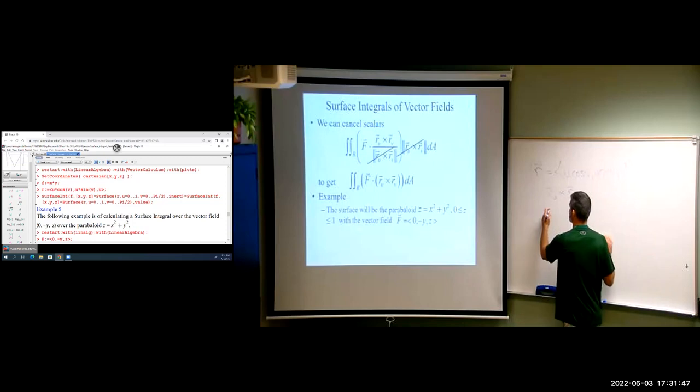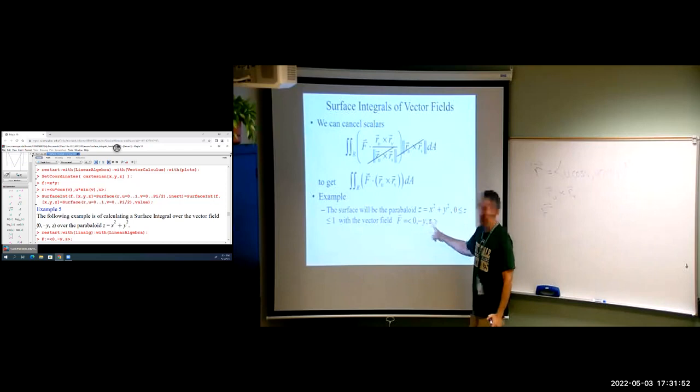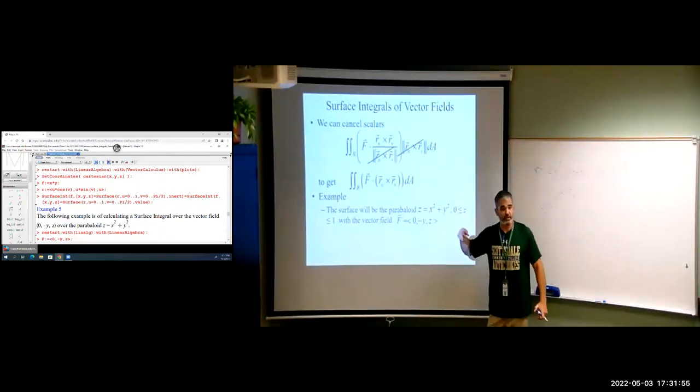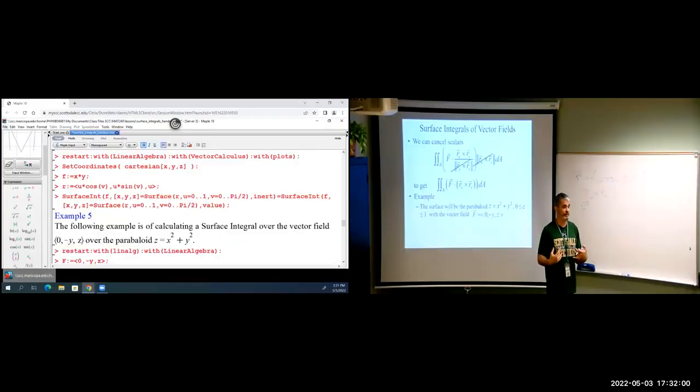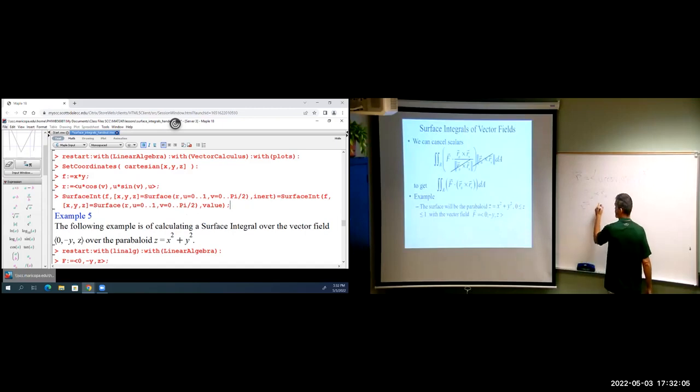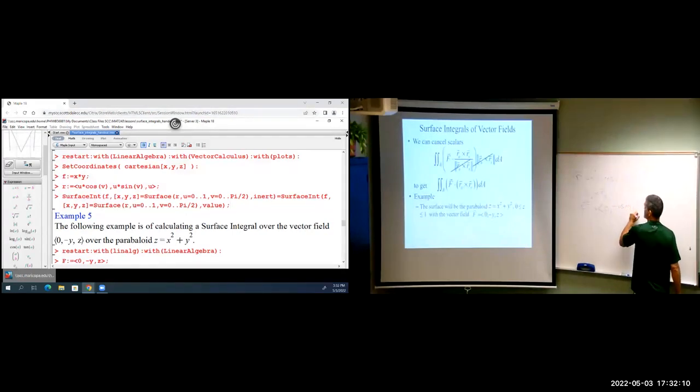The other thing we need to do is get f. Well, we know f is 0, negative yz, but it has to be done in terms of our parameterization because we want our integral to be in terms of u and v. So f in terms of our parameterization would be 0, negative u sine v, u squared, because that's our x, y, and z.